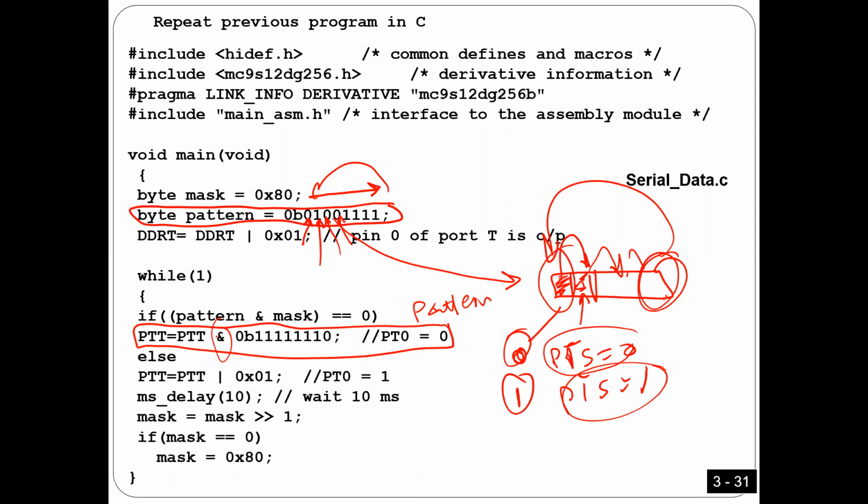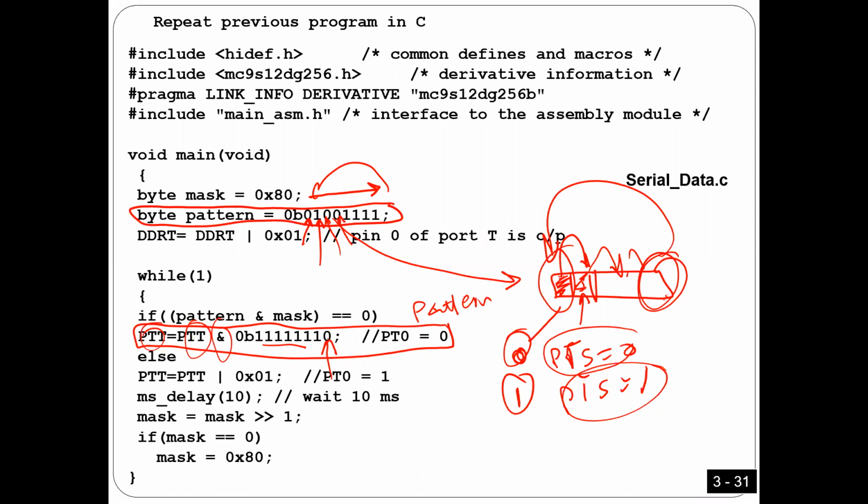Okay, as I taught it many times, the bit you want to clear, you have to put 0. The bit you don't want to clear, you have to put 1. I taught it in chapter 2. So this is the command, and you can use the same command for any port, just change the port here. So I'm using PTT because this is port T.